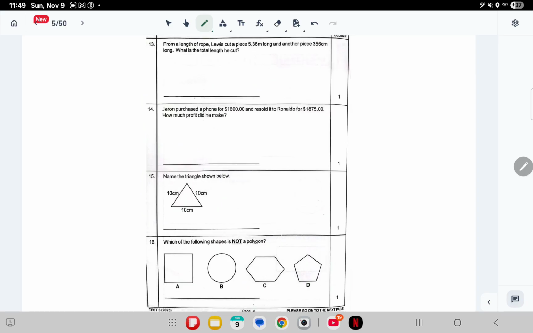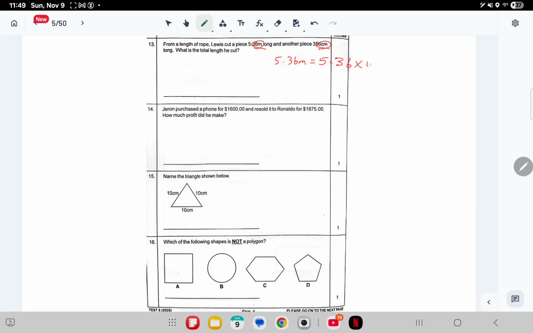Number 13. From a length of rope, Lewis cut a piece 5.36 meters long and another piece 356 centimeters long. What is the total length he cut? So, we have two different units here. We have meters, then we have centimeters. So we need to work all in the same units. For me, I will convert the 5.36 meters to centimeters.